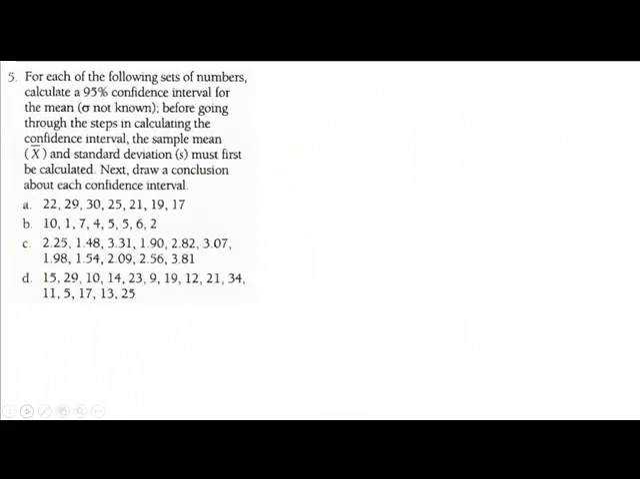For each of the following sets of numbers, calculate a 95% confidence interval for the mean. Before going through the steps, the sample mean and standard deviations must be calculated. Next, draw a conclusion about each confidence interval. Nope, we just did that. But if you're going to hit pause and do one on your own, try 5B.